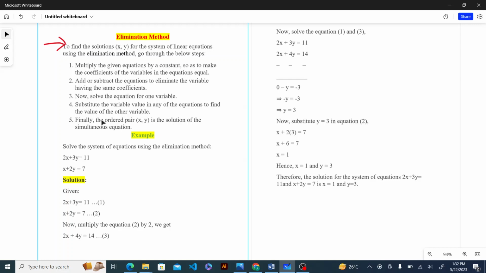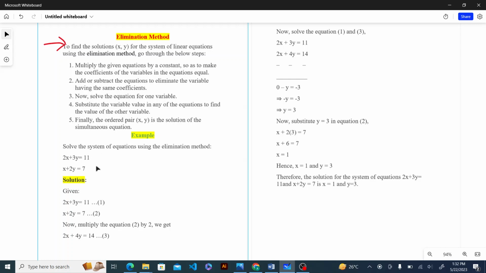You must not have got the idea how to solve it because we have not done an example yet, and now we are going to do the example by following these steps, so that you can understand it well. Okay, so let's do it with an example.